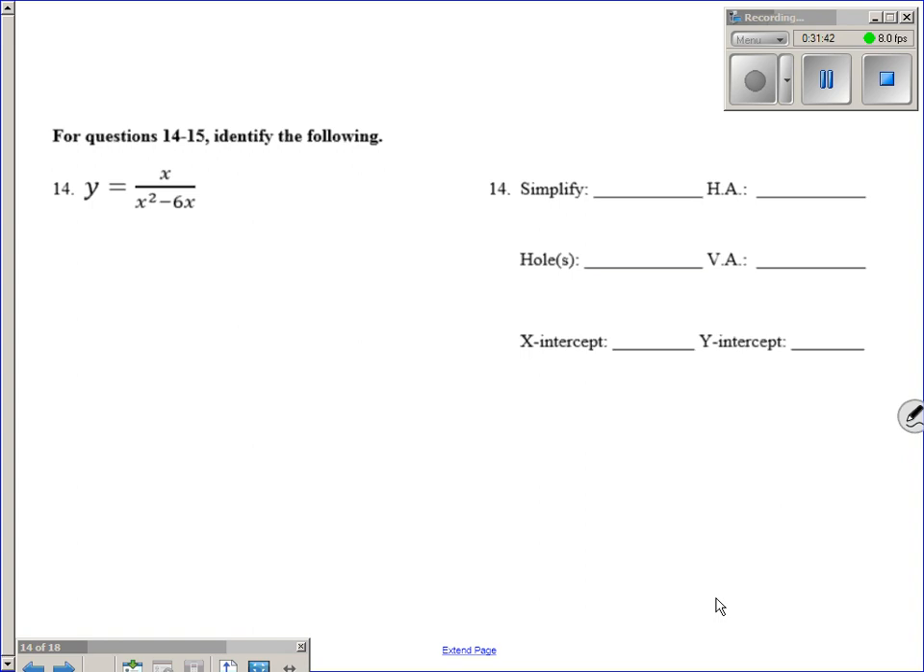Okay, number 14, we got to simplify and find all of these things. So we have x on the top, and then on the bottom we have an x minus 6, because the GCF is an x. At this point, we have a factor of x on top and bottom, so those are going to cancel out, and we're left with 1 over x minus 6.